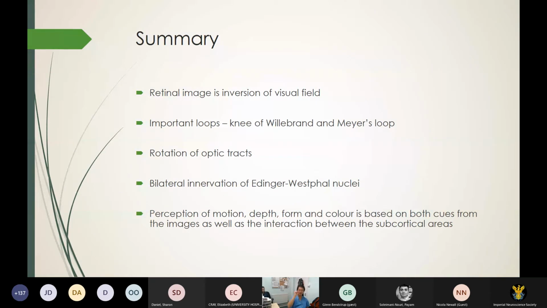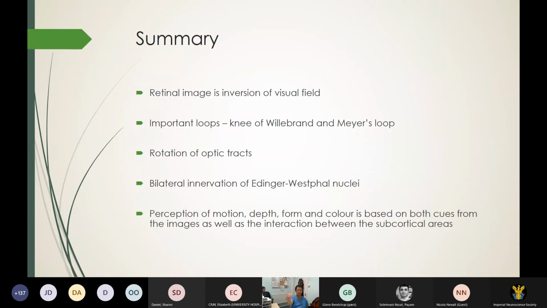So, in summary, the important take-home messages are that the retinal image is an inversion of your visual field. There are a couple of important loops. You've got the anterior knee of Willebrand, which is that nasal inferior quadrant fiber that crosses the chiasm but moves forward in the contralateral optic nerve. There's also Meyer's loop that I forgot to talk about.